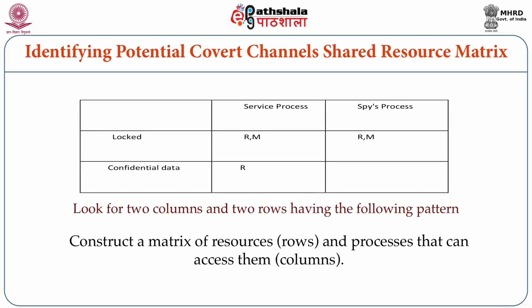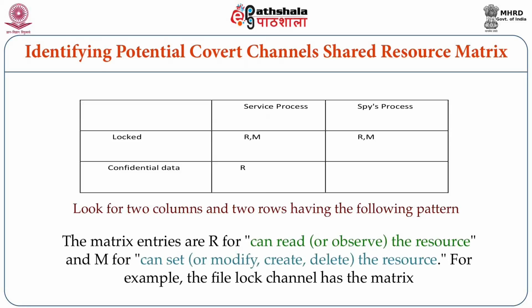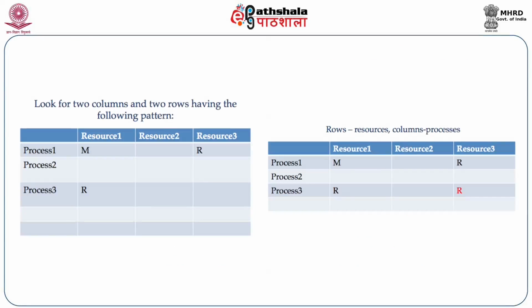How to identify the covert channel through the shared matrix. In the shared matrix, R signals that the process can read or observe the resource, and M can set or modify, create or delete the resource. For example, the file lock channel has the matrix locked for service program R and M, spy process R and M, confidential data service process R. So this kind of matrix is created. Look for 2 columns and 2 rows having the following pattern. This pattern identifies 2 resources and 2 processes such that the second process is not allowed to read the second resource.